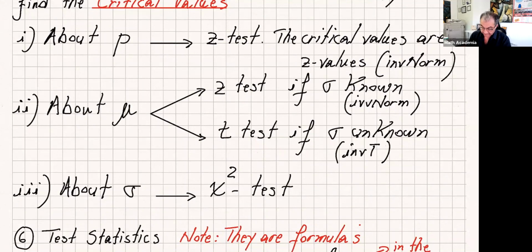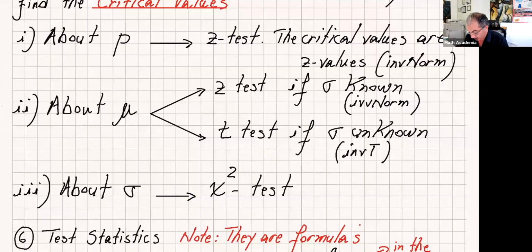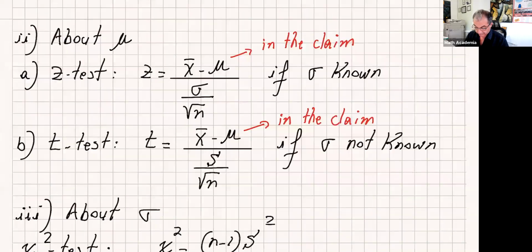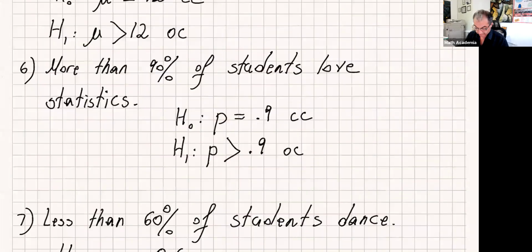Finally, if the test is about sigma, that's going to be a chi-square test, and you need to read those chi-square values from the table, or you can download the program and use your calculators for that too. But we learned how to read the table, and it's pretty straightforward. So let's go over some examples of finding the critical values.